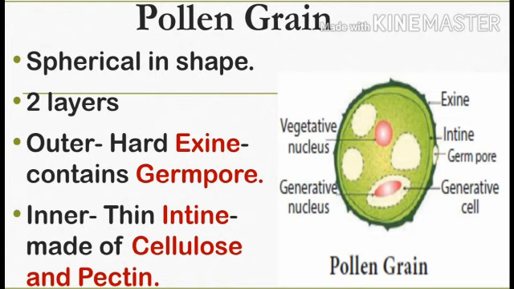It contains two layers: the outer is the hard exine, which contains the germ pore, and the inner layer is the thin intine, which is made up of cellulose and pectin. The matured pollen grains will contain the generative cell and the vegetative cell. The generative cell contains the generative nucleus, and this generative cell will give rise to two sperms.